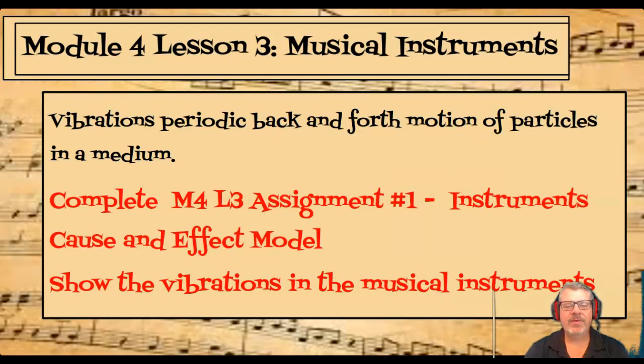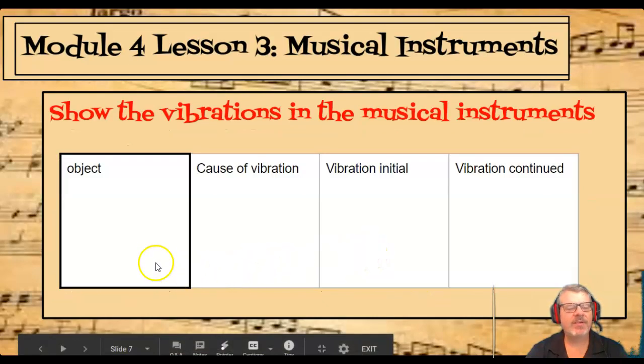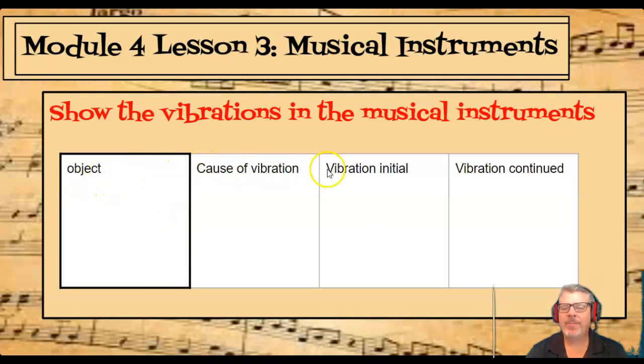Okay, so there is an assignment, and you're going to complete Module 4, Lesson 3, Assignment Number 1, and it's a cause and effect model. What they're going to have you do is show you the vibrations, and they say the vibrations are a periodic back and forth motion of particles in a medium. So they want you to try to draw that in sequence. So they give you something that looks like this. They don't have theirs labeled. I thought maybe the labels might help us.